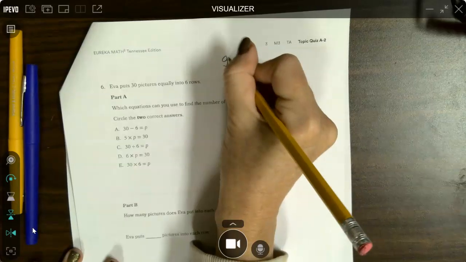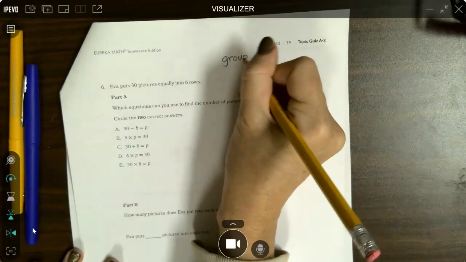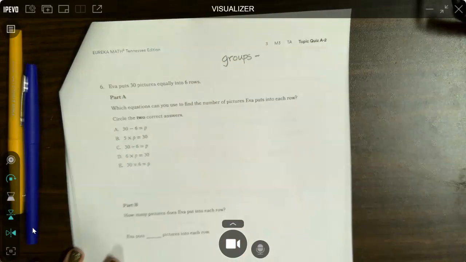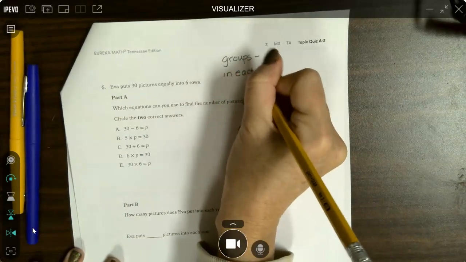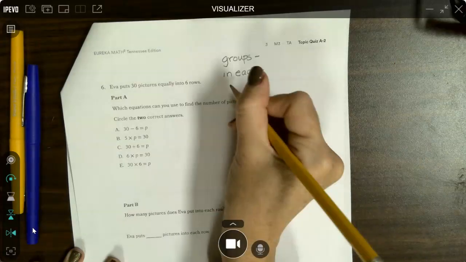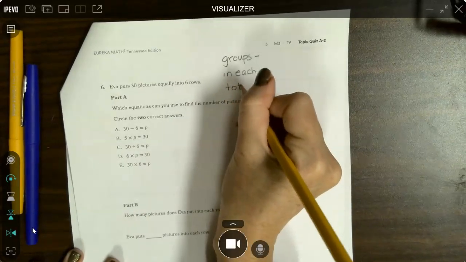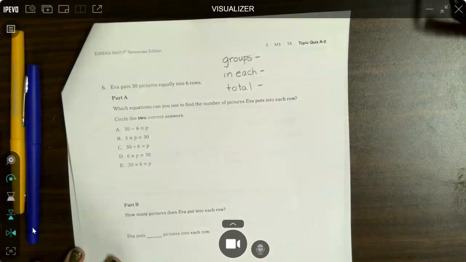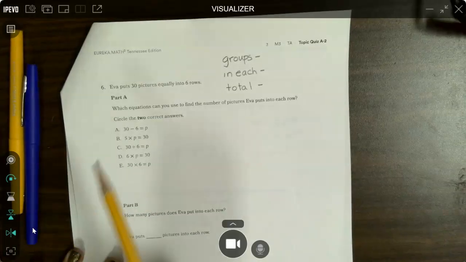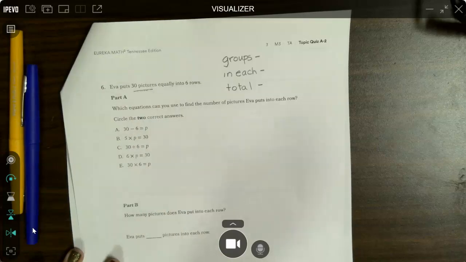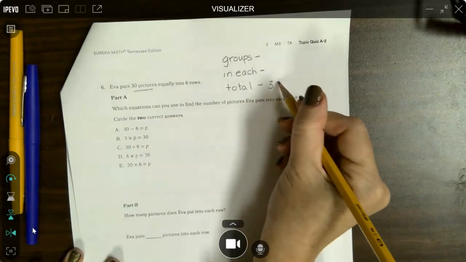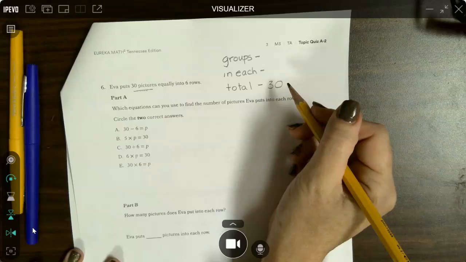So again, in multiplication and division, there are groups, how many are in each group, and a total amount. When I read this story problem, I know that the total amount of pictures is 30. Division always starts with the total.